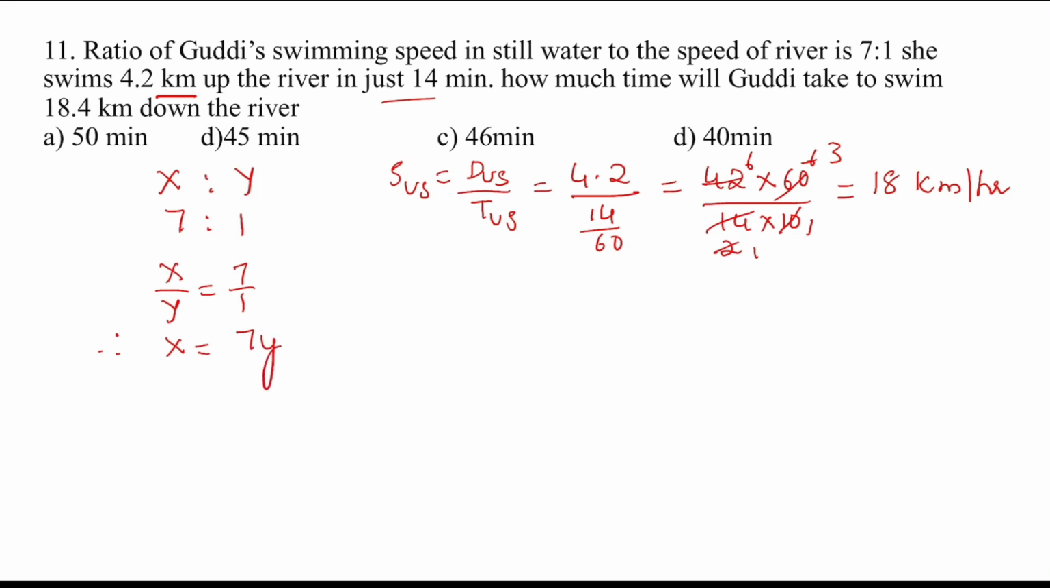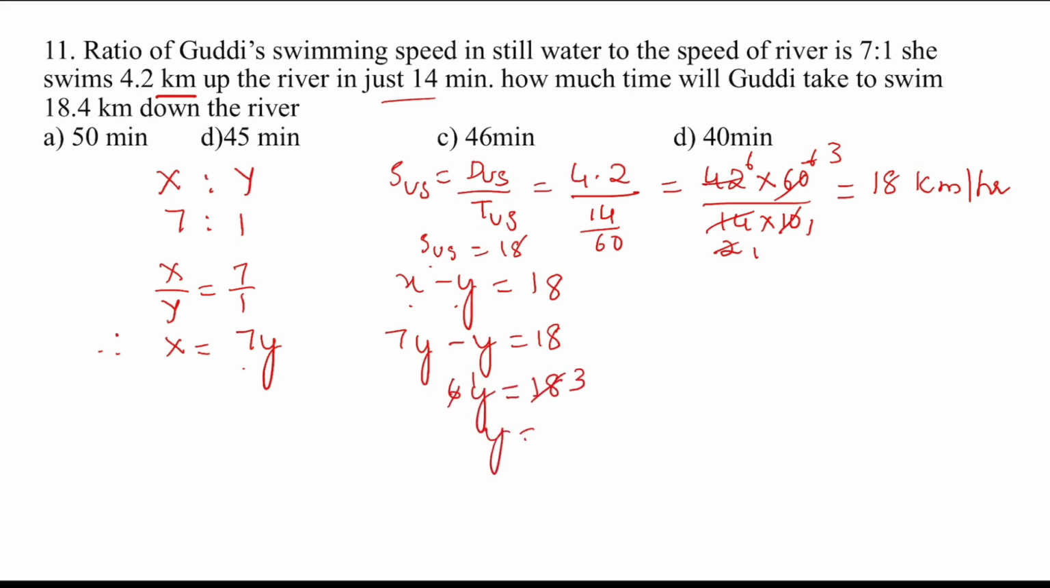Now we know that speed upstream is given by x minus y, which is equal to 18 kilometers per hour. But speed upstream is x minus y. So x is 7y, and 7y minus y is equal to 18. So this is 6y is equal to 18. Therefore y we got as 3 kilometers per hour.